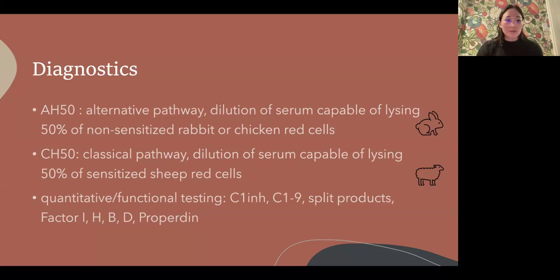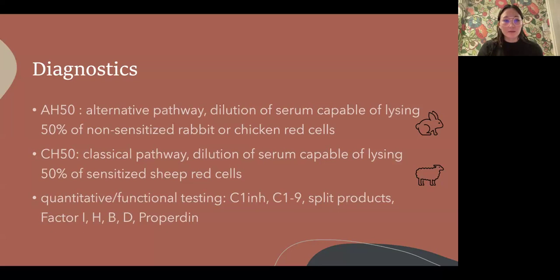So for the AH50, that measures the alternative pathway, and you're looking at the dilution at which 50% of hemolysis is measured in rabbit cells, and then CH50 is measured with sheep red cells. And then there's additionally non-commercially available testing, aside from C1 inhibitor, for the different complement components, their split products, the different regulator proteins that could be send out tests if you were not sure about your results with your screening hemolysis labs.